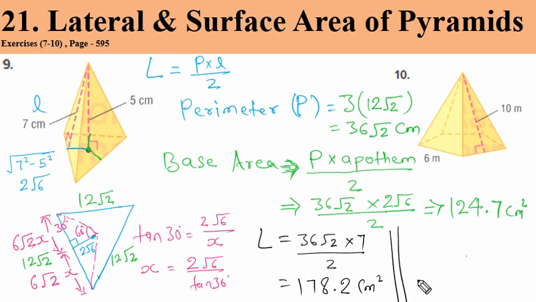Now what about surface area? Surface area is the sum of lateral plus base area. Now lateral area is how much? 178.2. What about base area? Base area is 124.7. And now let me add them together.